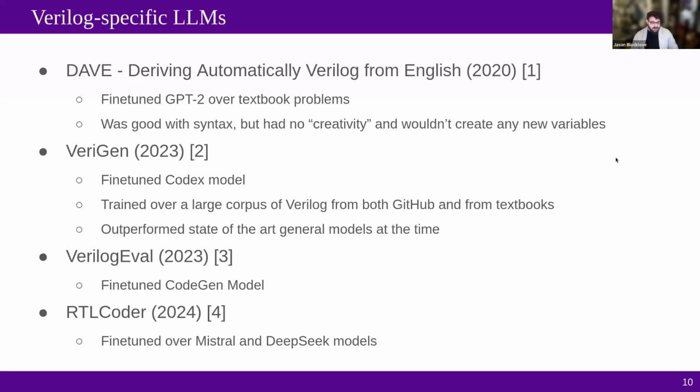VerilogEval is that was late 2023. This is a more recent thing, but it's a fine-tuned CodeGen. Along with a data set of benchmarking problems, they released a fine-tuned CodeGen model. CodeGen being another specifically code generating large language model. And then RTL Coder is the newest one that we've seen come out, which has a couple of versions, one fine-tuned over a Mistral model and one a DeepSeek model.